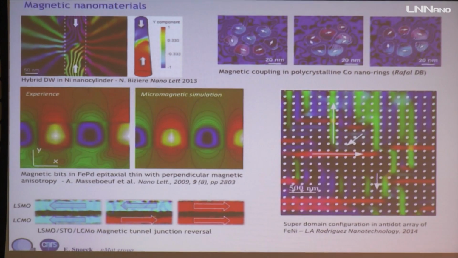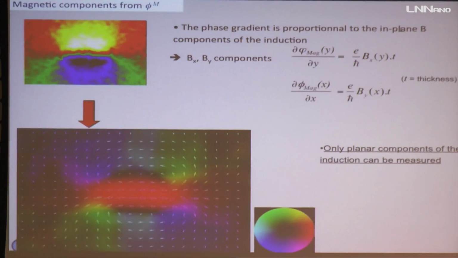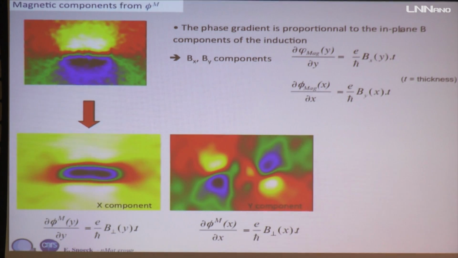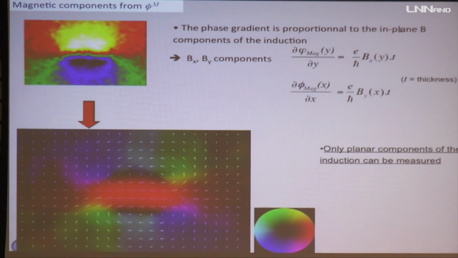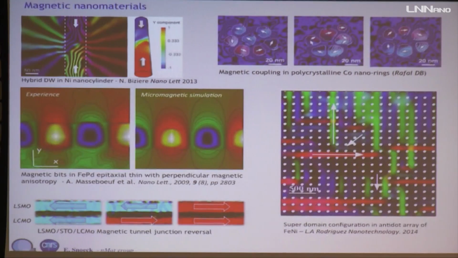So, the message to take back home, and to have in mind for tomorrow, is that by the analysis of these phase images, after separating the electrostatic from the magnetic contribution, we are capable of getting quantitative information on the projection of the magnetic induction. This is quantitative, this is vectorial, and much work has been published, and I will illustrate that tomorrow on different kinds of systems.